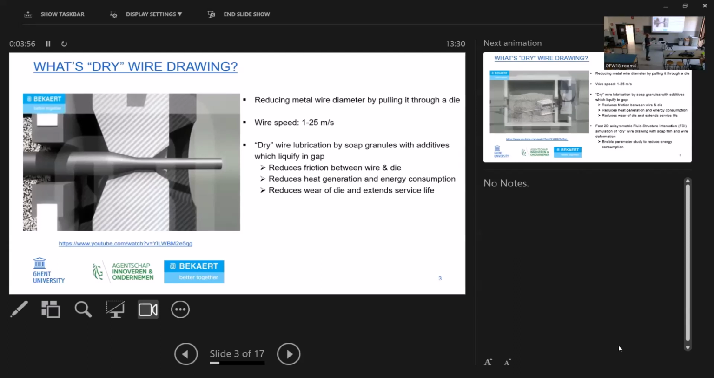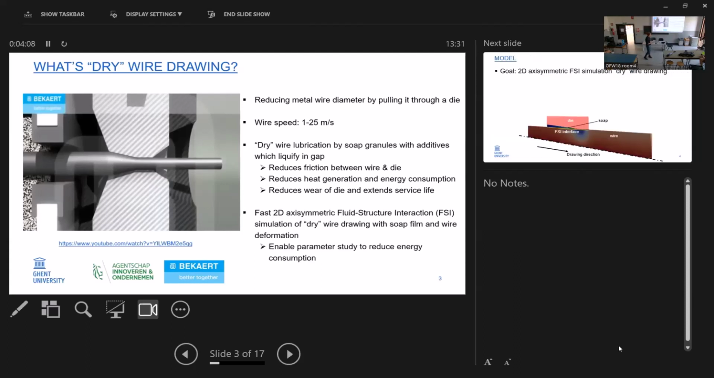Why do we do lubrication? First of all, to reduce friction between wire and die, to reduce heat generation and energy consumption, and to reduce wear of the die and extend its life. Right. What does this investigation go about?